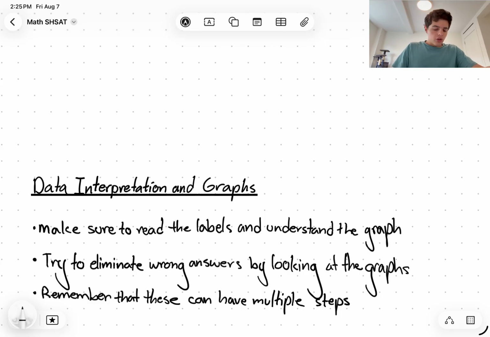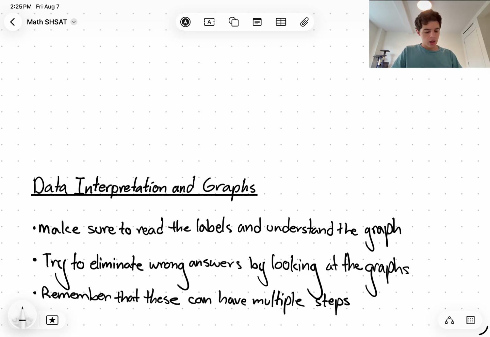My second tip is try to eliminate wrong answer choices by looking at the graph. What I mean is, if the graph has an average of roughly 80, let's say you eyeball it, then you can't have an answer that is 800, right? Because that just doesn't make sense. So you need to logic out: oh, this answer is way too big, this is way too small, this doesn't make sense.